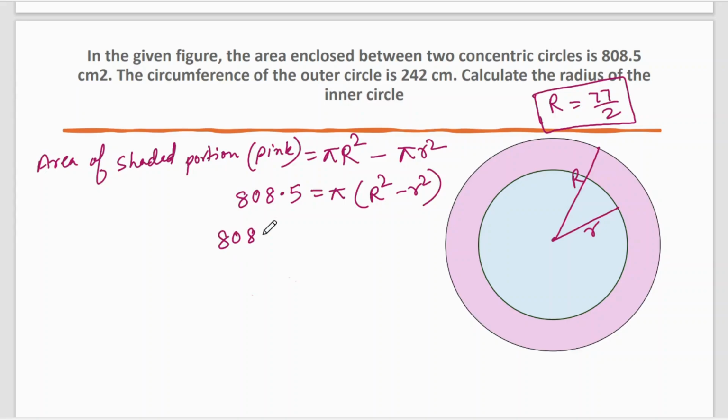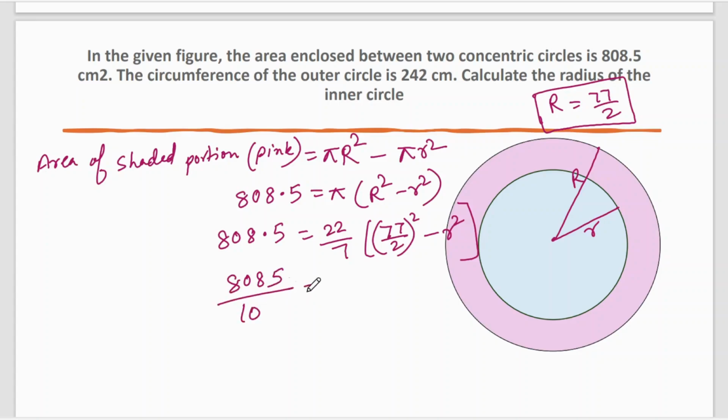So 808.5 equal to 22 by 7 and R square, that means capital R is given as 77 by 2. So we'll take 77 by 2 whole square minus r square. Okay. Now, we can write this 808.5 as 8085 by 10 equal to 22 by 7. Okay. So now you can cancel it out. And rest also you have to write 77 by 2 whole square minus r square.